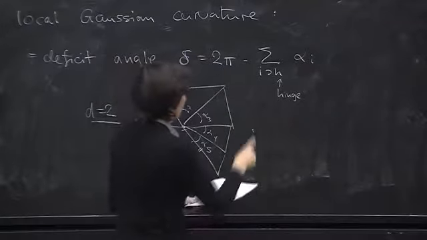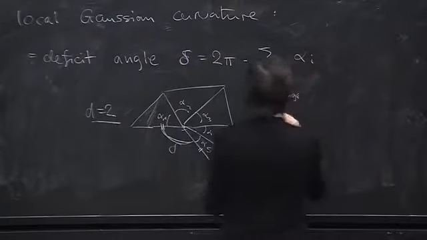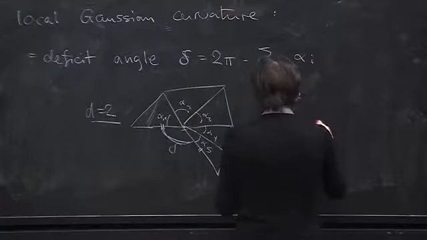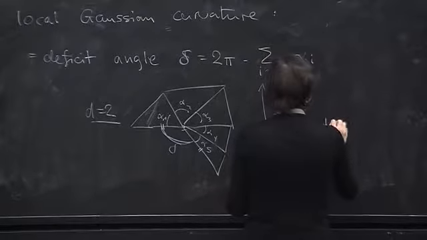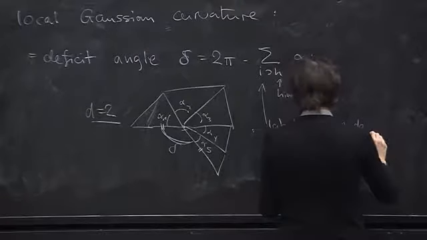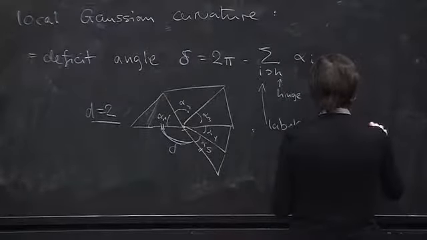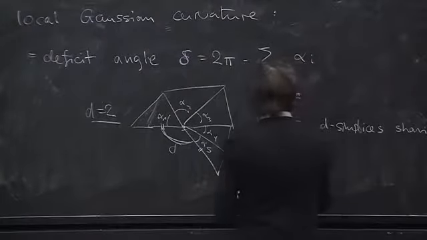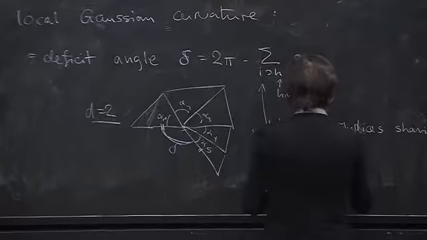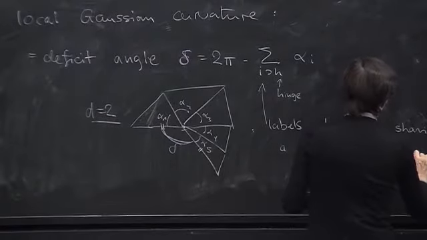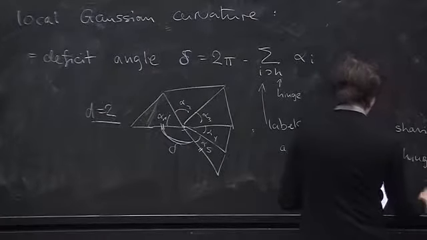In general, this index i will label a D simplex when we are in D dimensions, so it labels D simplices sharing a D minus 2 simplex, and that is the so-called hinge H.